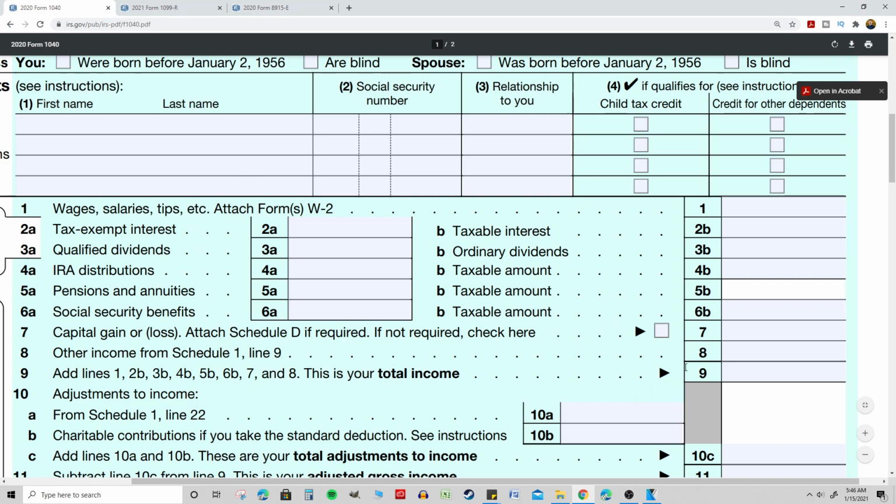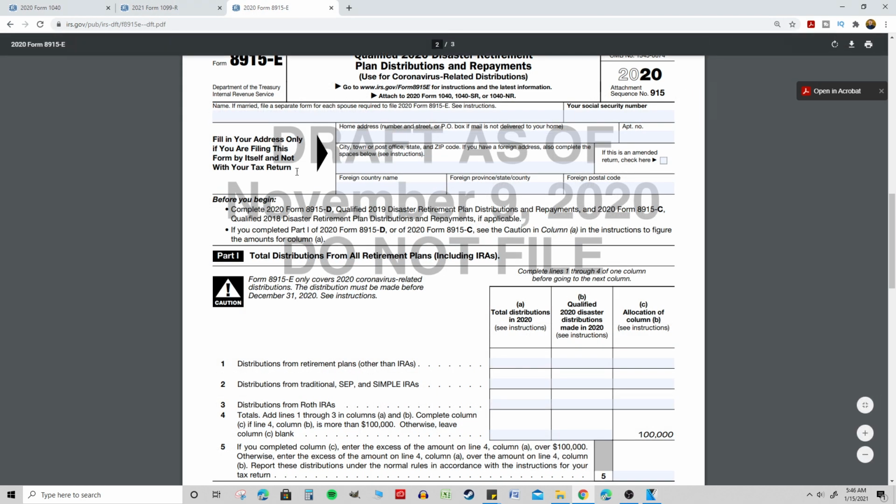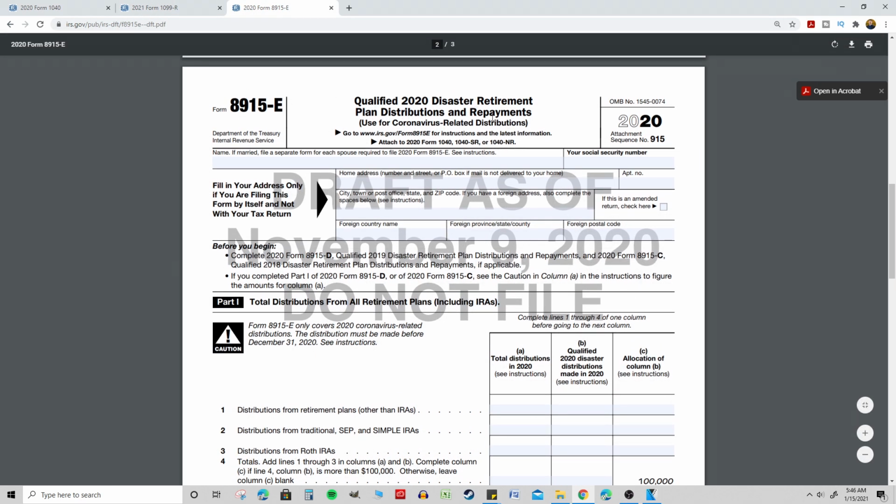which we just talked about a moment ago. But because of the CARES Act, and the COVID distributions are declared a qualified disaster distribution, you're going to use this 1099-R, what you're seeing here, and you're going to use this form to help you fill out this worksheet, which we're going to discuss later in the video.